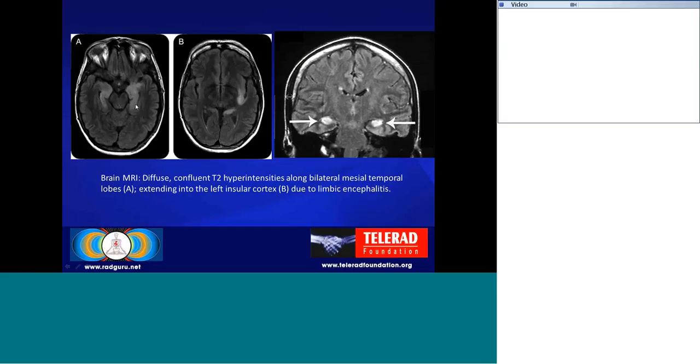Whereas in herpes simplex encephalitis, there will be asymmetrical involvement and extratemporal involvement. Here it is symmetrical involvement, so it indicates limbic encephalitis. The cingulate gyrus and insula are also involved, but you should not get confused with herpes simplex encephalitis.